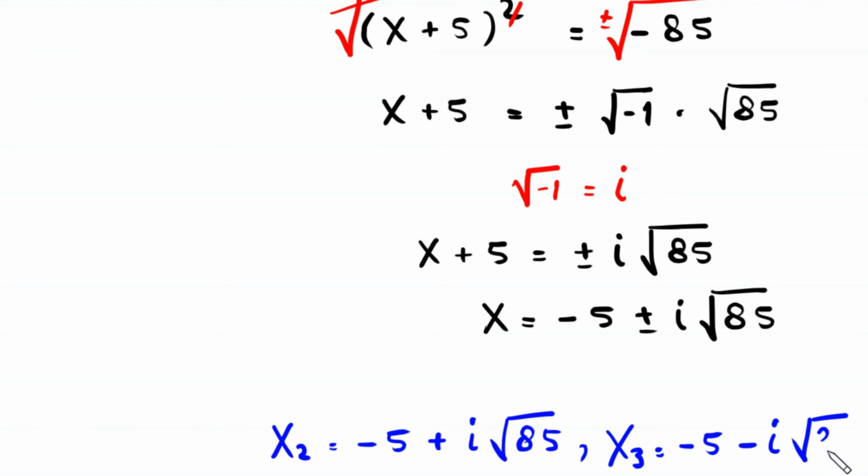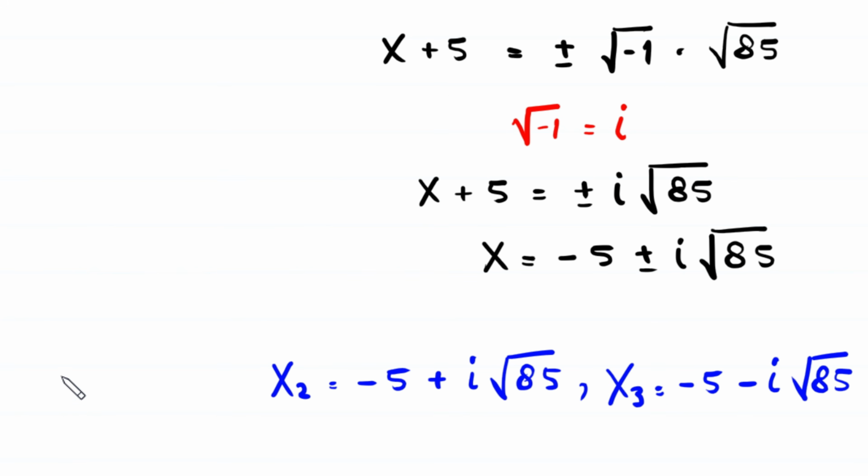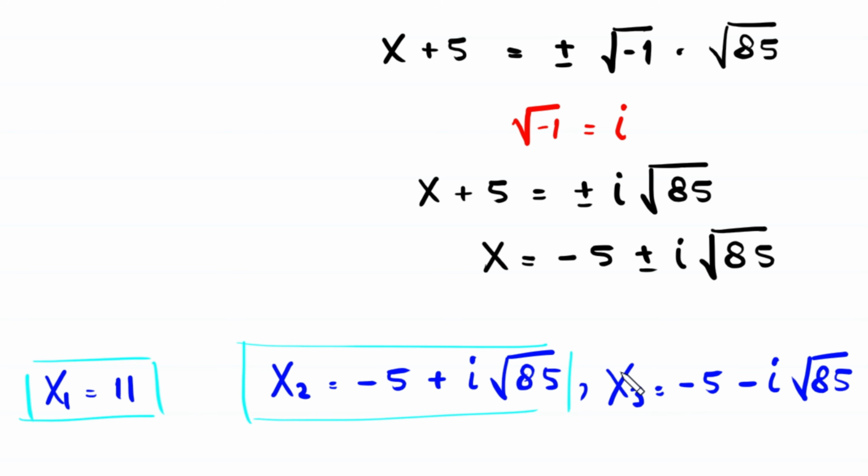And first we found that x1 is equal to 11. So we have three solutions for this equation. The first one is 11, that is a real number, and second is -5 + i times root 85, that is complex, and third one is -5 - i times root 85, that is also a complex number.